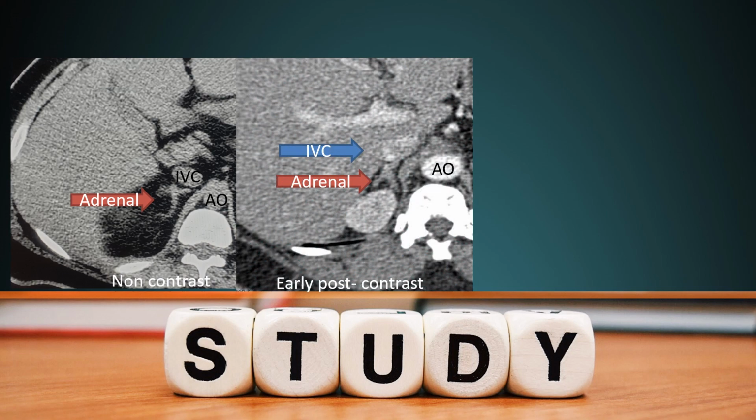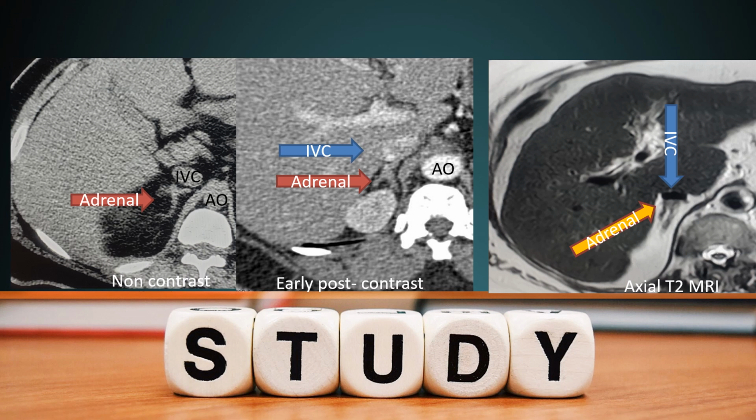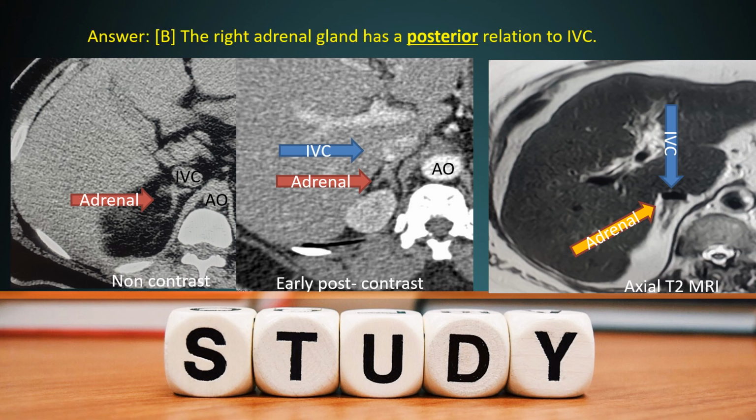In the early post-contrast phase, the same relation is found between the IVC, indicated by the blue arrow, and the right adrenal gland. Also, on axial T2 MRI of the abdomen at the level of the adrenal gland, we can notice the characteristic signal void pattern of the IVC, with the same relation between the IVC and the adrenal gland. So, the answer to this question is choice B. The right adrenal gland has a posterior relation to the IVC.